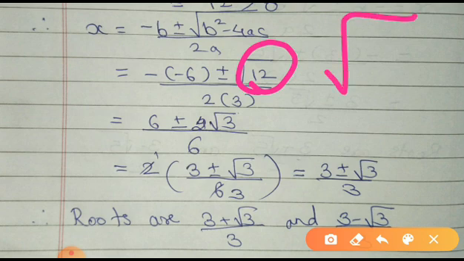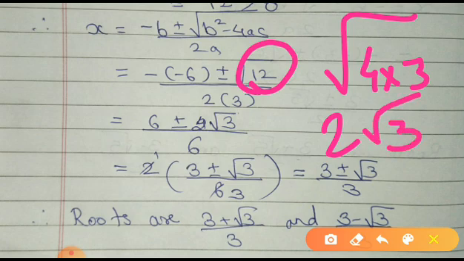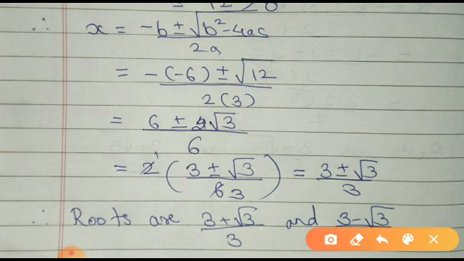So 12 I can write as 4 into 3, where 4 is a perfect square, so that I can simplify and write it as 2 root 3. The same thing is written here: 6 plus or minus 2 root 3 by 6. Again, in the numerator, if you check, 2 is common. So I can take 2 outside. Inside the bracket I will have 3 plus or minus root 3, by 6.